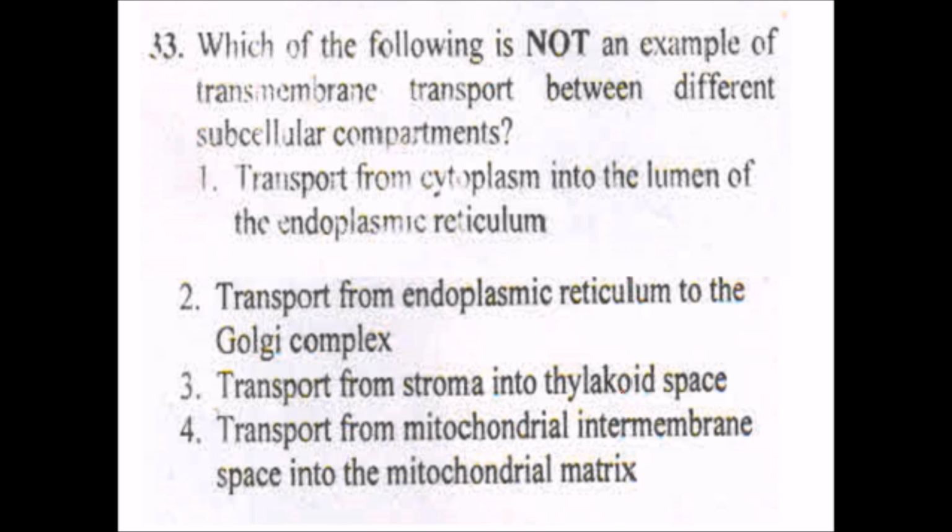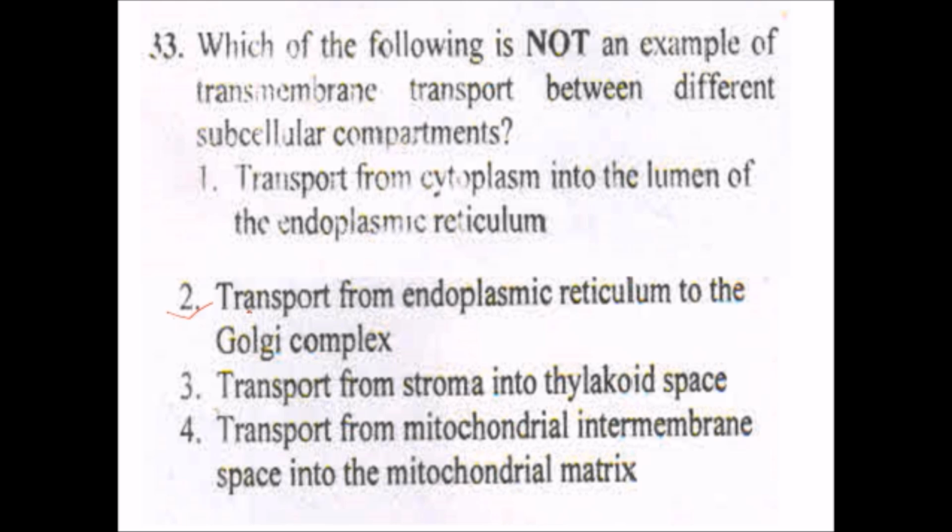next question is: which of the following is not an example of transmembrane transport between different subcellular compartments? First is the transport from the cytoplasm to the lumen of endoplasmic reticulum, transport from endoplasmic reticulum to Golgi body, transport from stroma into thylakoid space, transport from mitochondrial intermembrane space into the mitochondrial matrix. The answer will be transport from endoplasmic reticulum to the Golgi complex.